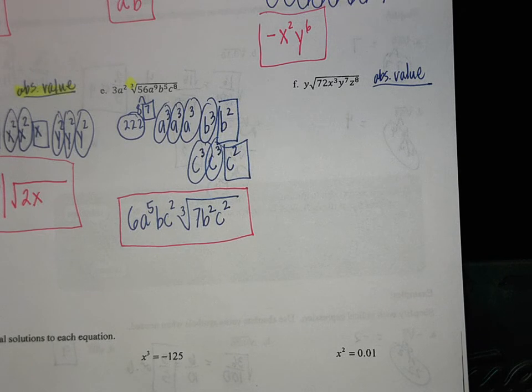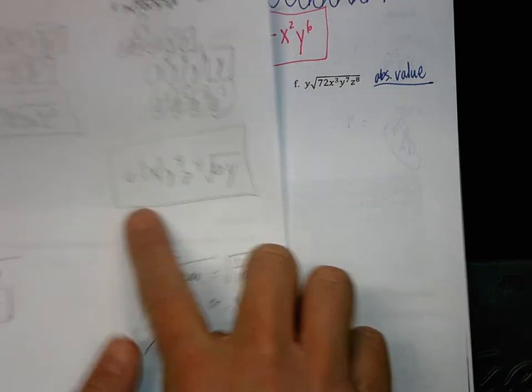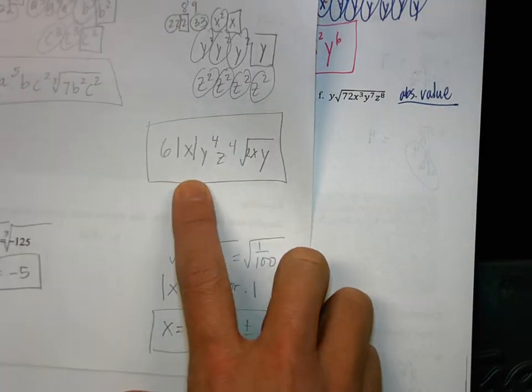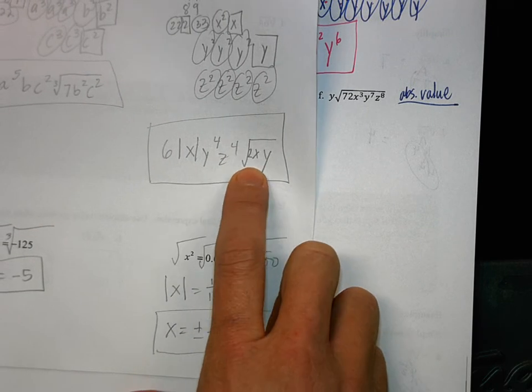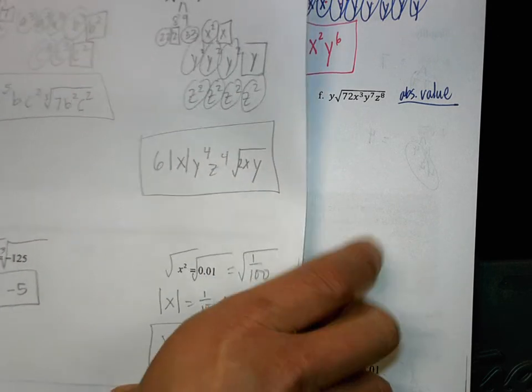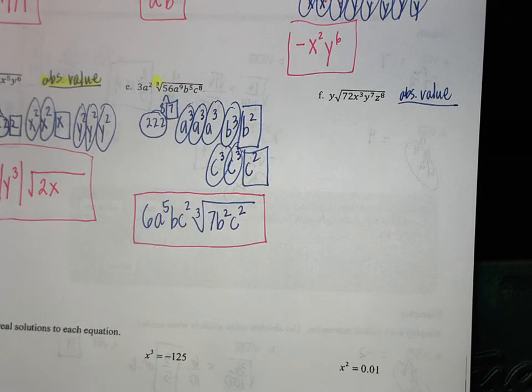I know that some of you are still confused, but I'm going to help you work through it. Do you guys want me to give you the answer first? Okay. So the answer should be 6 absolute value of x, y to the 4th, z to the 4th, and then root 2xy. Okay. So we're going to work through that now to see how we got there.